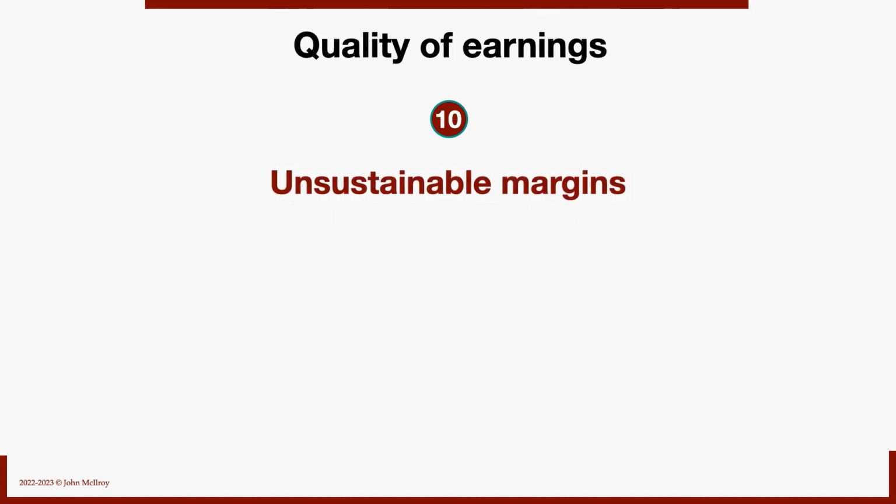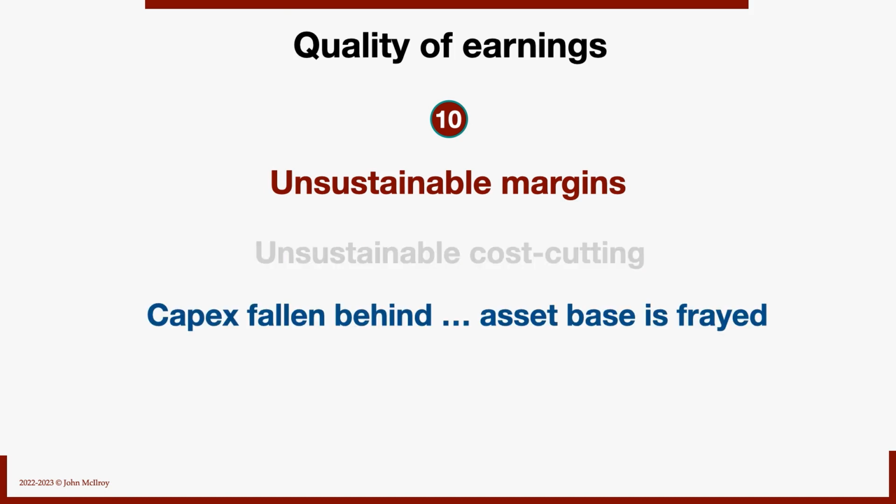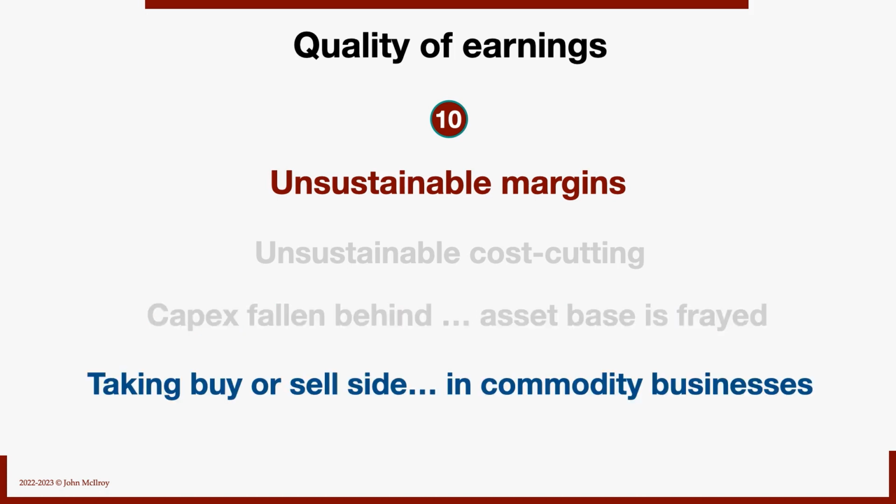And number 10, unsustainable margins, where they've done unsustainable cost cutting just because they want to goose that income number. CapEx has fallen behind. The asset base is old and frayed. They haven't been keeping it current because they want to maximize the earnings before they sell the business. And like I said before, taking a buy or sell side in a commodity business is one of the ways that we can see big impacts on profitability that really aren't related to the operating business.